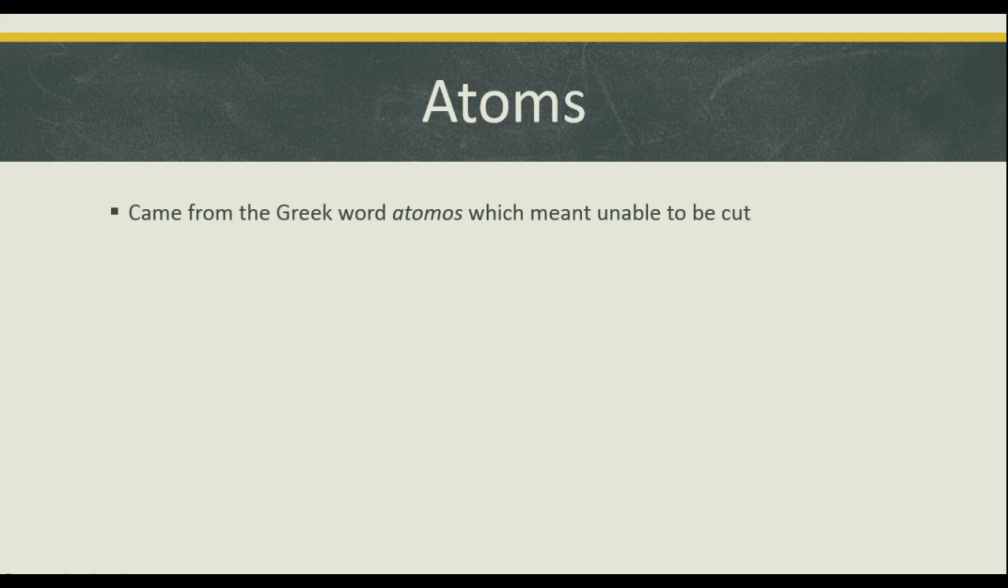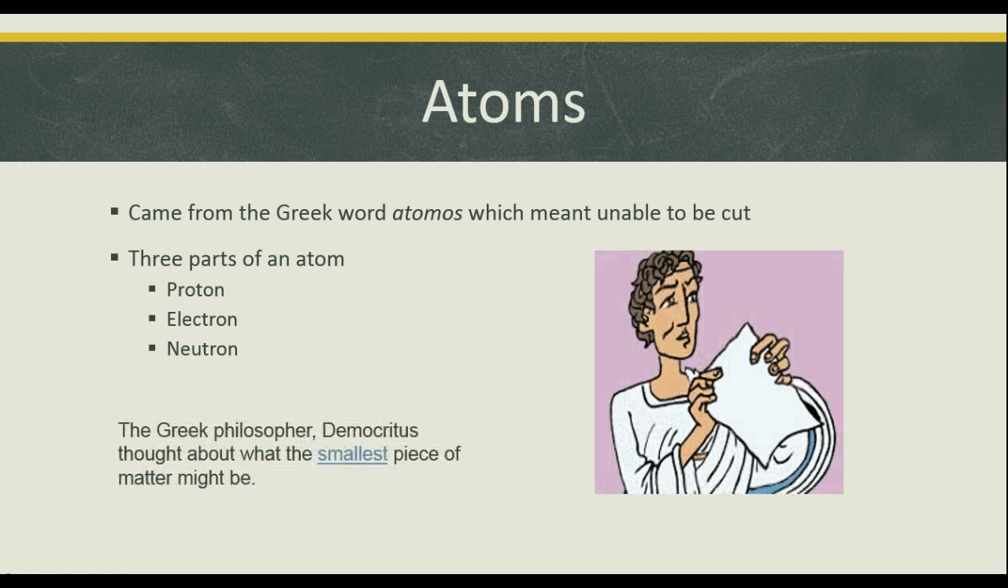atoms. Atoms come from the Greek word atomos, which means unable to be cut. There's three parts of an atom: a proton, electron, and a neutron. And this is Democritus. He was a Greek philosopher, and he was the first one to really start thinking about the smallest piece of matter and what that might be. And the simple thing he did was take a piece of paper and he kept tearing it and tearing it and tearing it until he got the smallest piece that he could absolutely divide that piece of paper, and he figured that that was an atom because it's unable to be cut anymore.